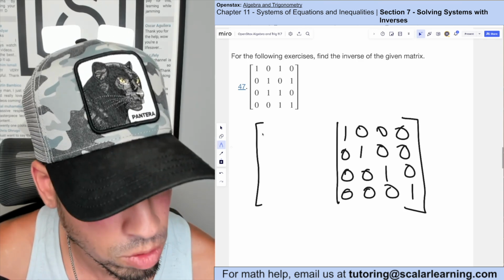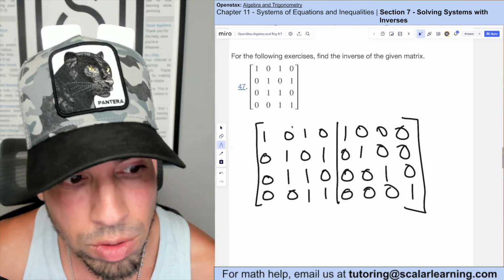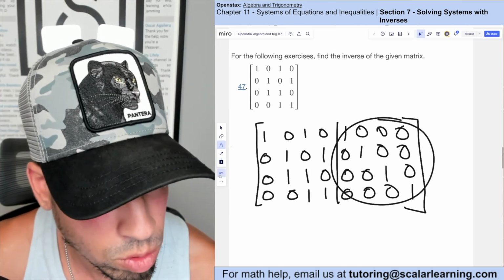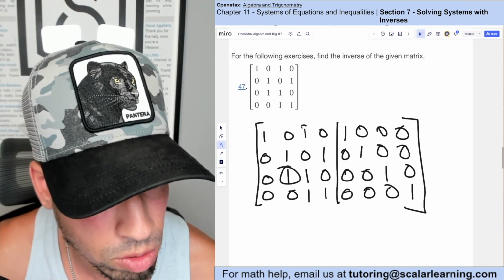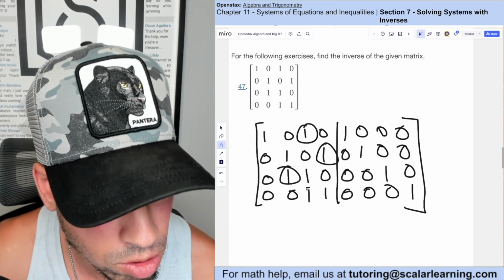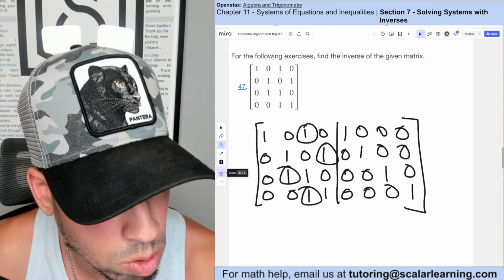And now we're going to fill this one in here. And all we got to do is flip this to be this, right? So what does that mean? This has got to be a 0, that's got to be a 0, that's got to be a 0, and that's got to be a 0. So really just 4 moves, okay?